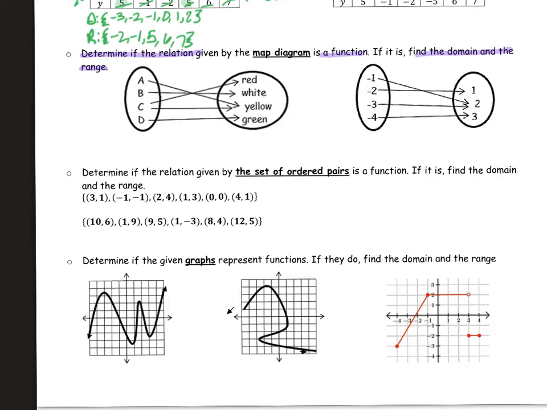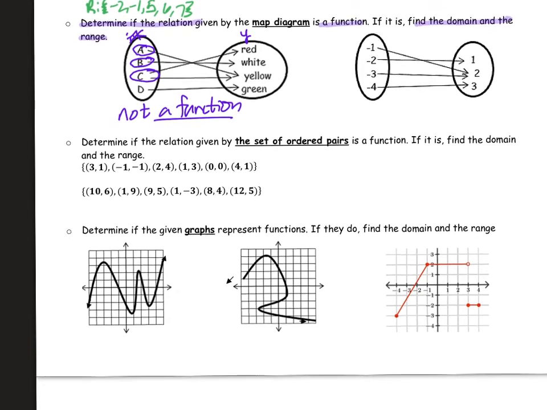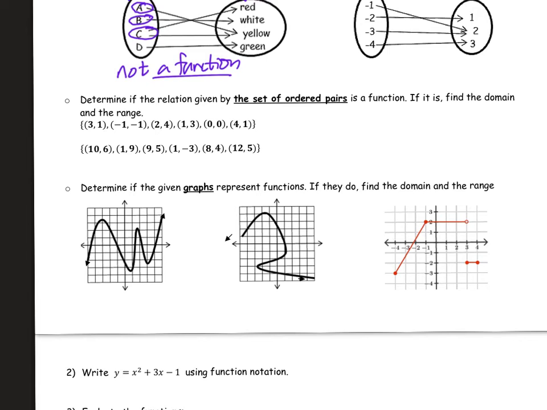Okay, there we go. So let's see. A only has 1 arrow, and B only has 1 arrow, and C has 2 arrows. That means this is my input, or my x's, and this is my y's. This means this x has 2 y's, which means not a function. Okay, so if I have an x that has more than 1 y, it's not a function. Good job. So we're going to go ahead and go on to the next problem. I think I can get all that on one page here.